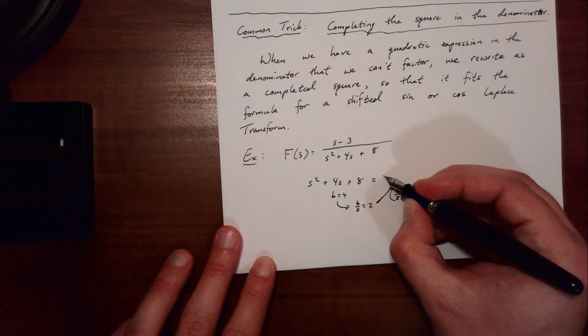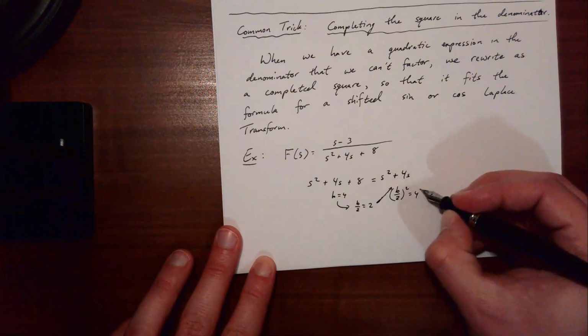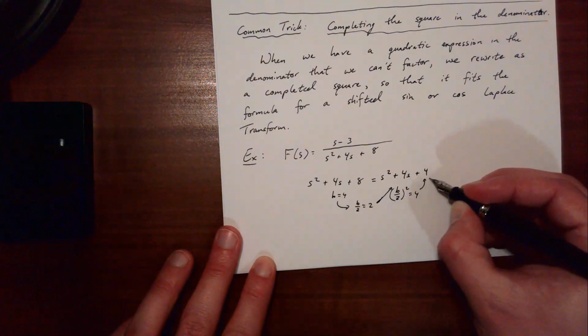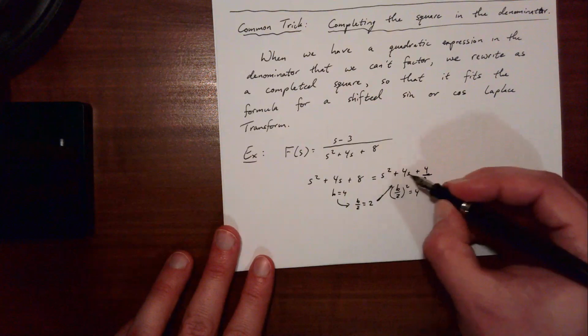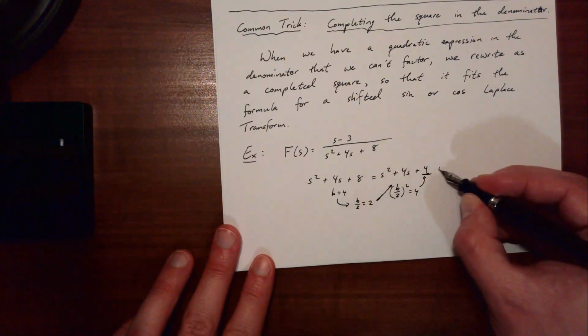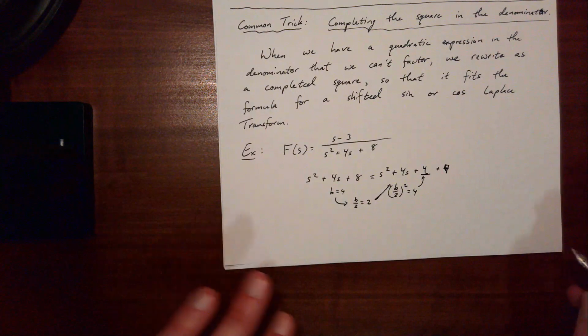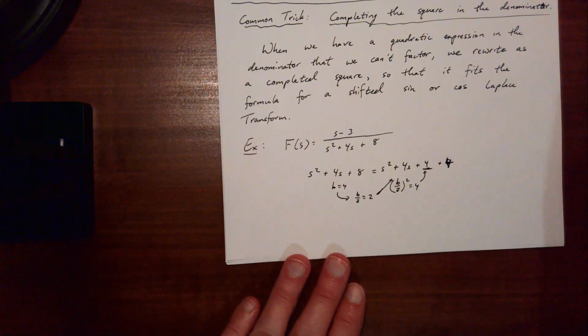So then what you have is s squared plus 4s plus 4 here. We wanted it to look like this because we can recognize this. This is a perfect square, but it doesn't match the original. So then we say plus 4 more to make it match the original. Or you could also think of it as adding 4 and subtracting 4 to make that line up.